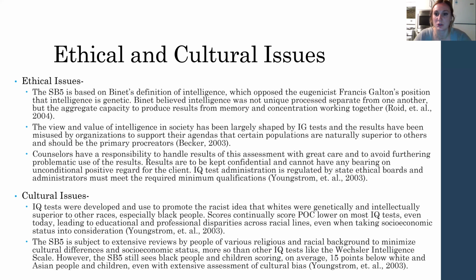So I think that's a huge issue in this test in general with people of color and with Hispanic people as well. It scores them about 10 to 15 points lower, even though they've had all these extensive reviews holding people of color on these panels to minimize these differences. Even when controlling for socioeconomic status, there are still racial differences. So in general, I think that speaks to the reliability and validity of the test in and of itself. But as we use these assessments in the future as counselors, we just need to be aware of the implications of what these scores really mean.